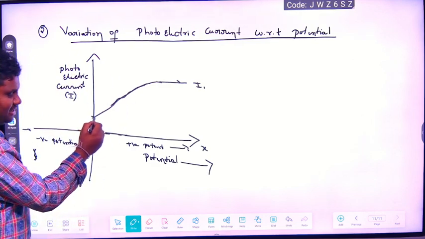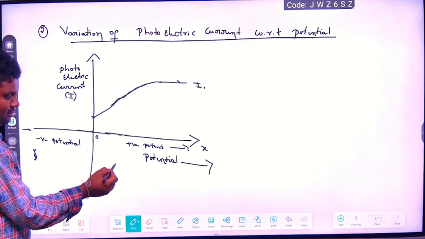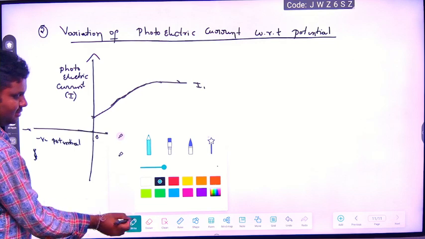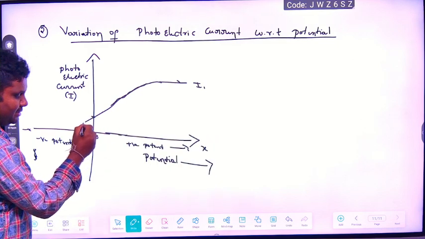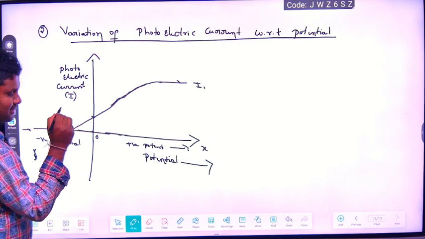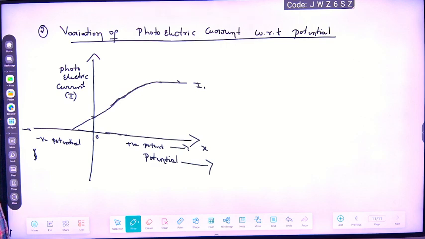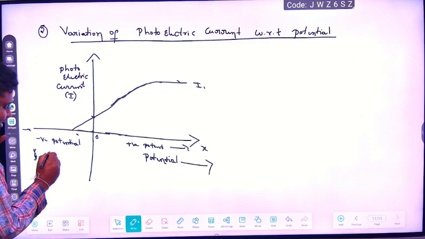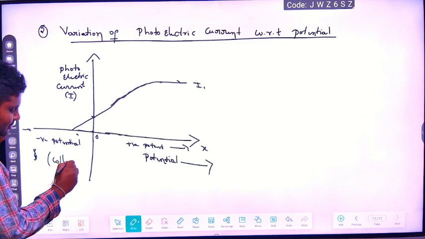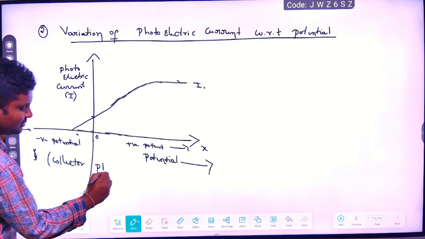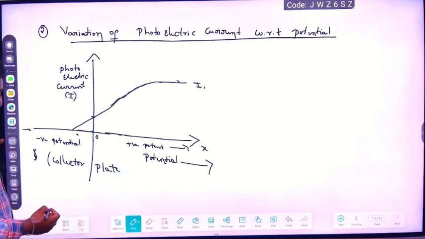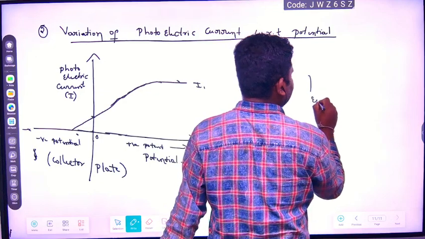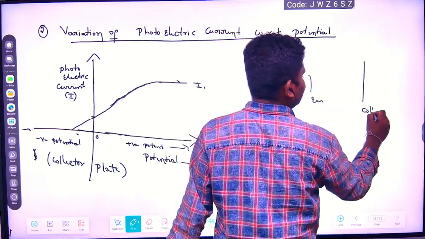But once it is negative, what happens? You see, the current becomes 0 at one point. The photocurrent stops. Where are you giving the negative potential? You are taking this potential at the collector plate only. Don't get confused. Which plate is it? One is the emitter plate, another one is the collector plate.